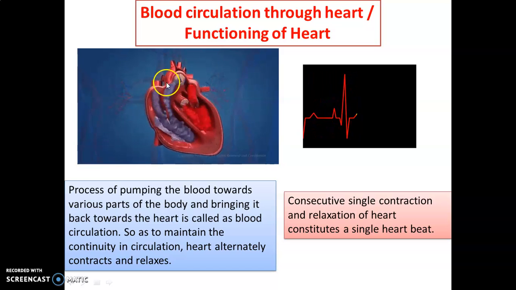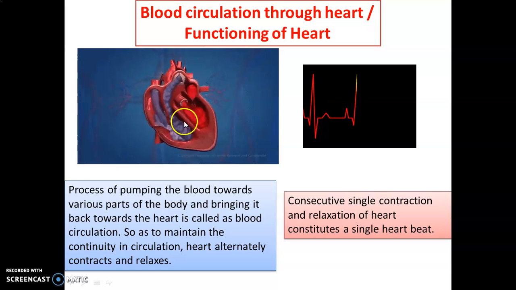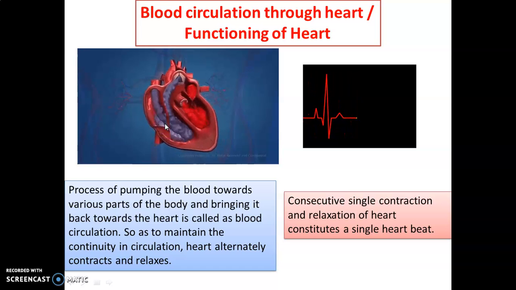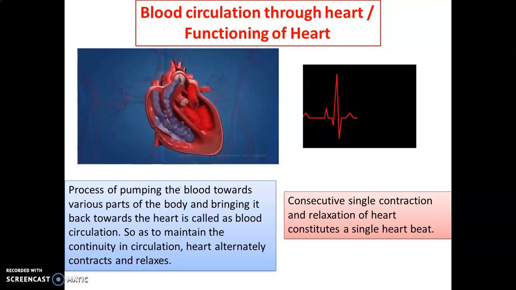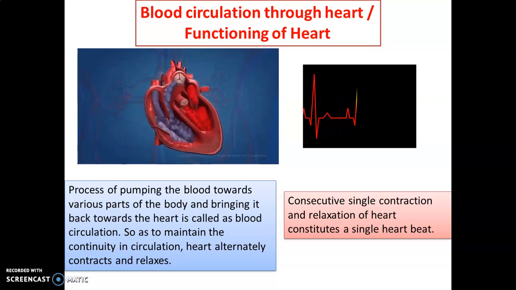See here, children, you can see the circulation of the blood. We see two colors: the red one indicates oxygenated blood and the blue one indicates deoxygenated blood, where oxygen is not present. Children, we don't actually have any blue colored blood. Blue only indicates that it is deoxygenated blood, and red is the oxygenated blood.